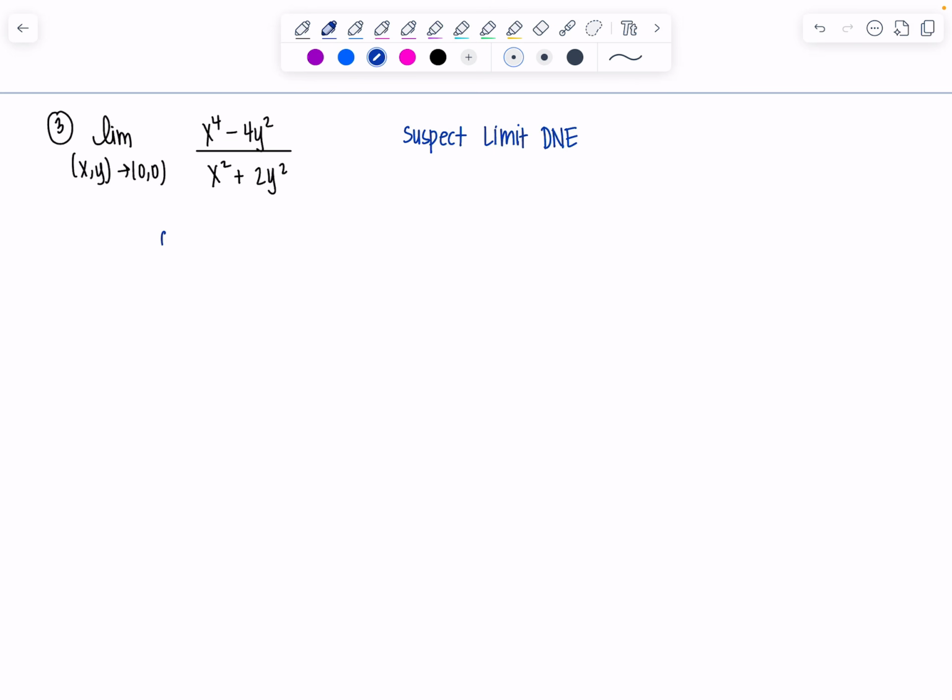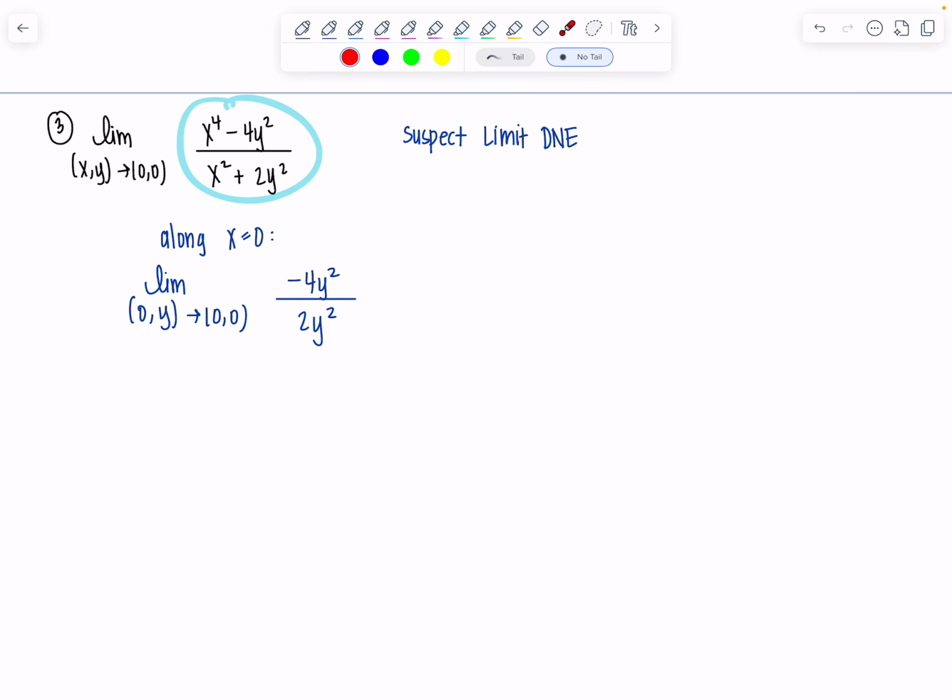So let's try testing what the value of the limit is along x equals 0, along the y-axis. So now we're going to have the limit as (0,y) approaches (0,0). So I'm just substituting in 0 for x. And then again, I'll substitute in 0 for x into this expression here. So we will have 0 minus 4y squared over 2y squared. Okay, now what you need to do from here is simplify this expression.